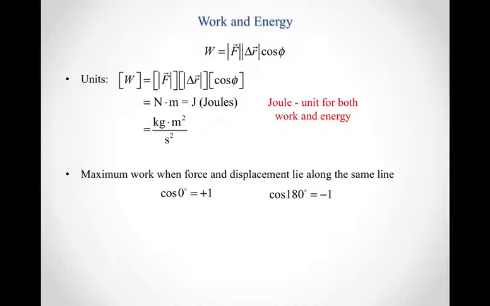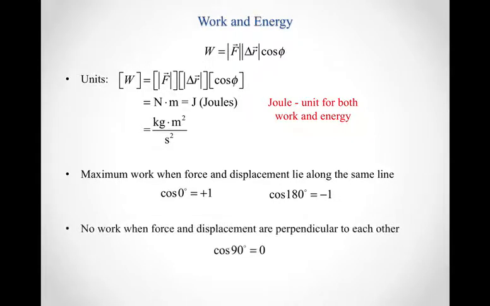And so you get the maximum work when both the force and the displacement lie along the same line and either point in the same direction, so that the angle between them is 0 and therefore cosine phi is positive 1, or they point in opposite directions. In that case, the angle between them is 180 and the cosine of phi is negative 1. Either way, you get plus or minus magnitude of the force times magnitude of the displacement, and that's the largest value you're going to get for the work. Now, of course, the smallest value you're going to get is when no work is done. And that's going to happen when the angle between those two vectors is 90 degrees. So if the force acts perpendicularly to the displacement, then the work done by that force is 0.